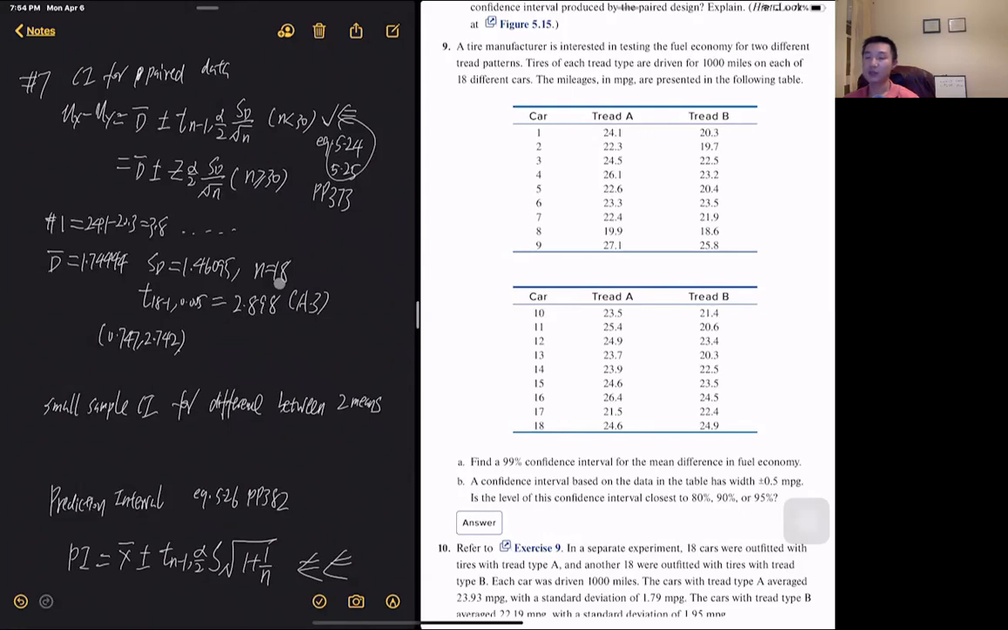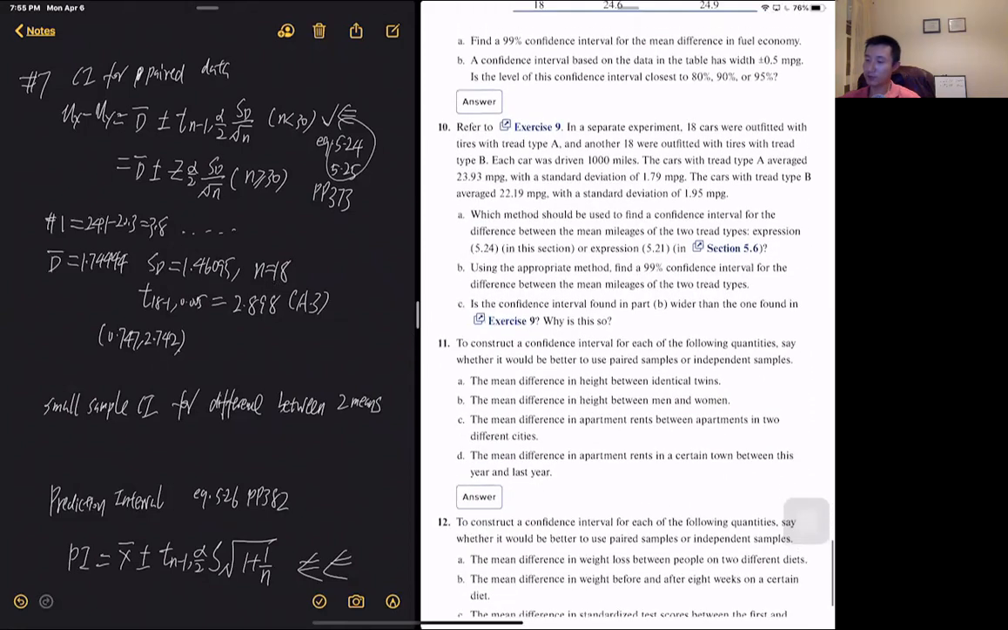Because the sample size is 18, less than 30, we use the first equation. For the t-value, the degree of freedom is n minus 1, which is 18 minus 1. Half alpha is 0.005 because this is a 99% confidence interval. Based on table 8.3, the t-value is 2.898. Plugging into this equation, we can calculate this 99% confidence interval. Okay, and then let's continue.